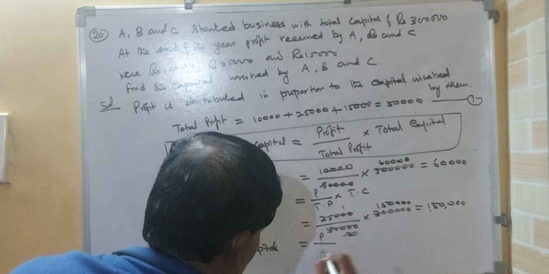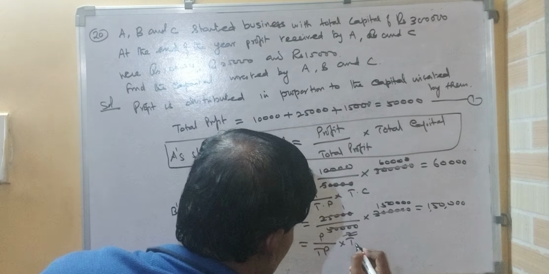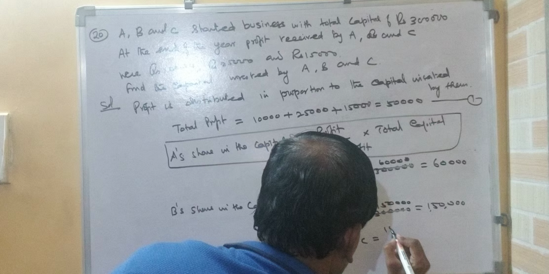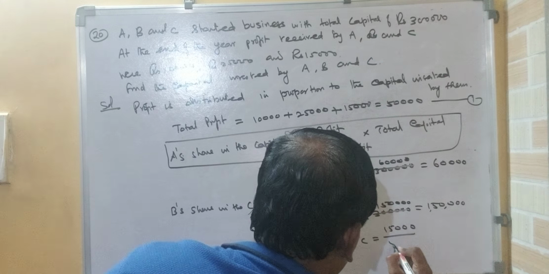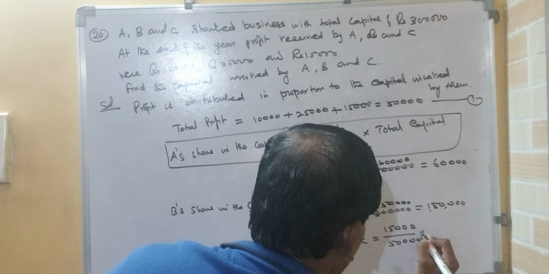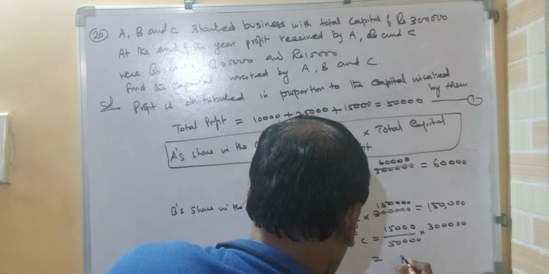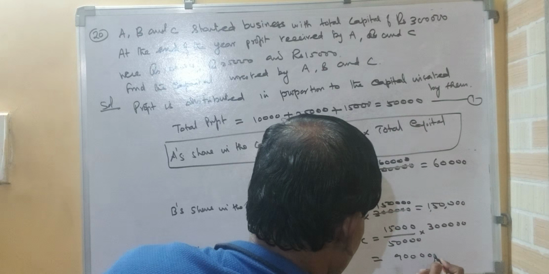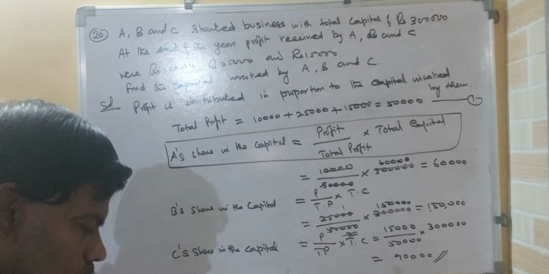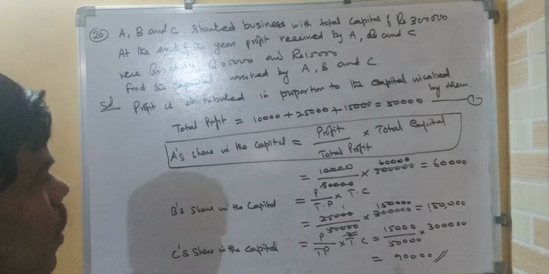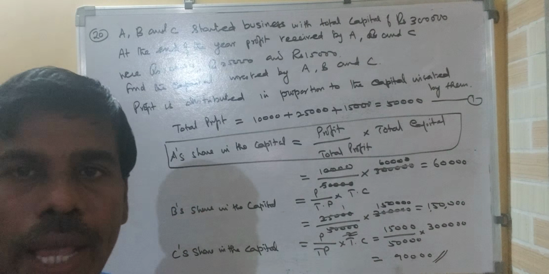Similarly, C share in the capital equal to P upon TP into total capital equal to, what is the profit by C? 15,000 upon 50,000 into 3 lakhs. If you do it, you will get 90,000. So this is how you can do. You can find out the capital invested by them if you are given or if you are knowing the profit. Okay. Now next one.